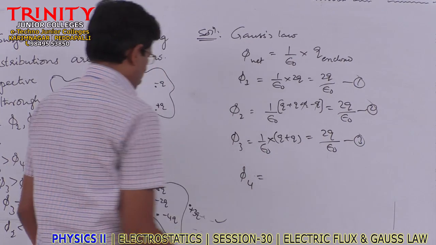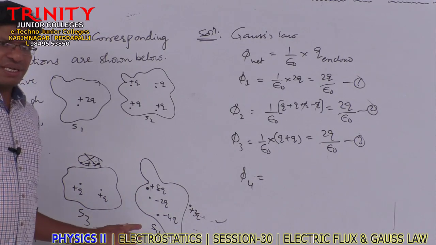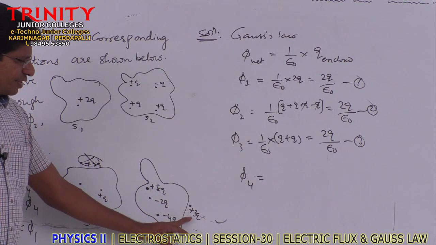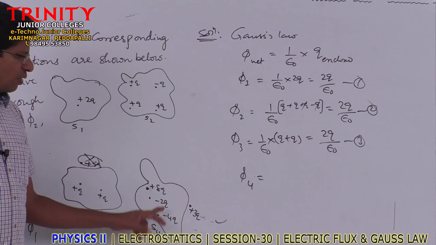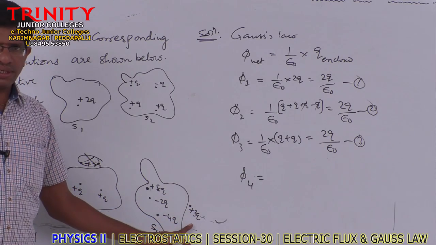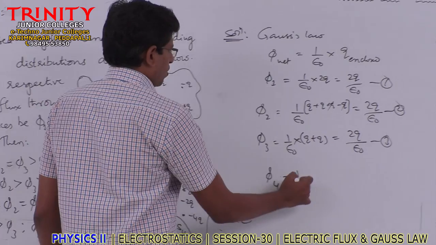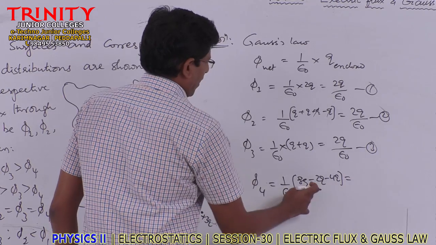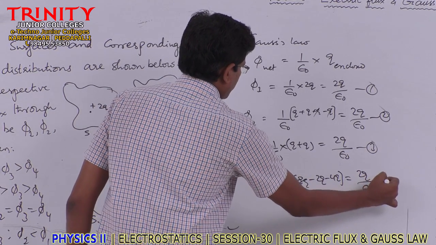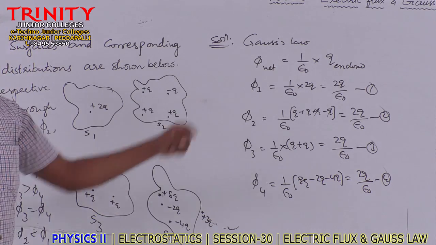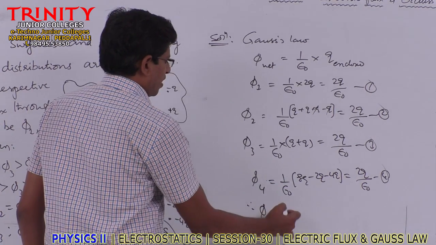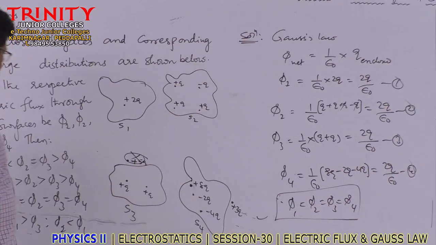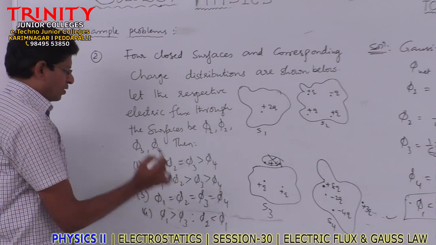In similar logical steps, with the same reasoning, we can answer this one also. 3q is not included in the surface, so we do not consider 3q in the flux calculation. Therefore, what we do is 8q minus 2q minus 4q, and this is also 2q by epsilon naught. So all the fluxes are of equal magnitude. Therefore, phi 1, phi 2, phi 3, and phi 4 are equal, and we can go by the third option here.